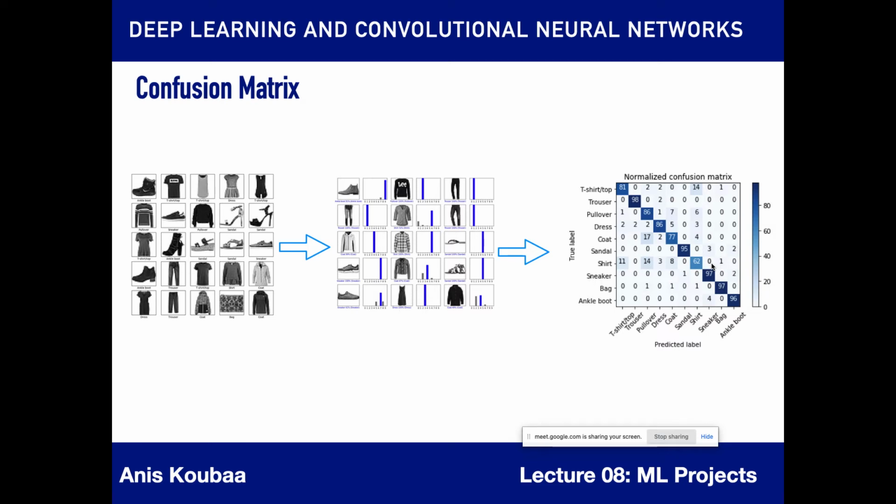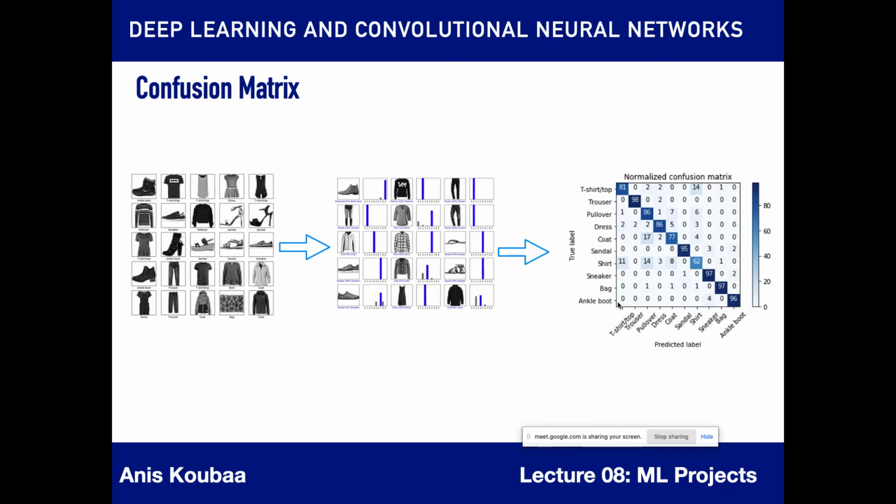Maybe, for example, you need to provide more labels for the coat, so that it will not confuse it with the pullover. And here even the pullover works fine. I mean, it's not too much confused with the coat, only 7 times. But the coat was too much confused with the pullover here.